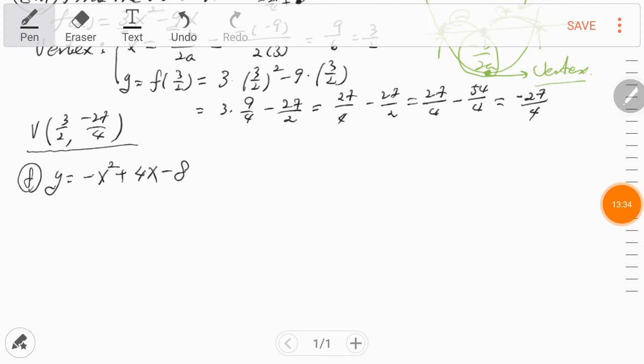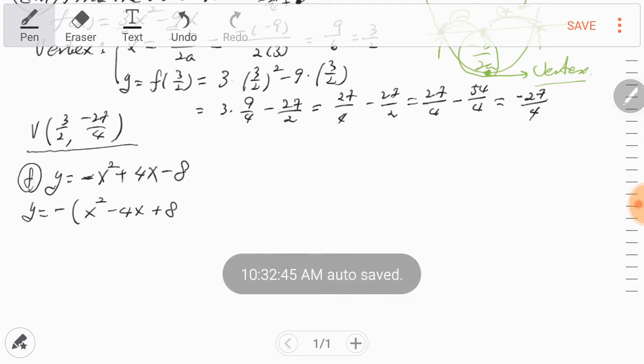Okay, let's find the vertex of this quadratic function in exercise 8. Let's use both methods, the completing the square method and the vertex formula method. So using the completing the square method, y equals, we need the leading coefficient to be 1, so let's factor out negative. Factor out negative, then the parenthesis will be x squared minus 4x plus 8.